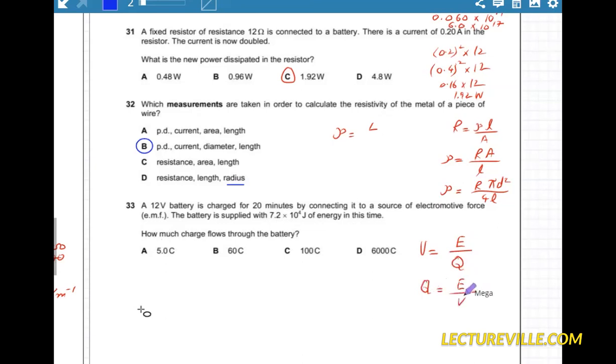How much energy is flowing? This much. And this is the voltage. So let's calculate. 7.2 into 10 to the power 4 divided by 12. This will be 0.6. So it will be 6 into 10 to the power 3 or 6,000. So answer should be D.